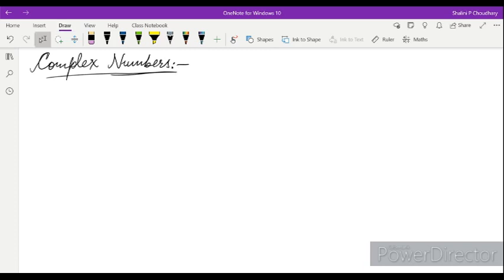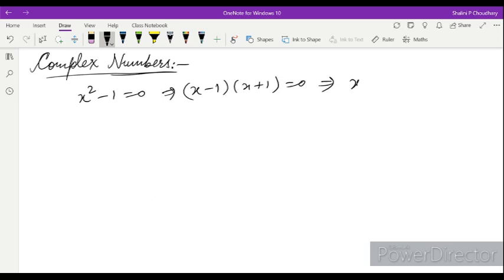So we'll take one quadratic equation. If x square minus 1 is equal to 0, what will be the value? Since it is a quadratic equation, there will be two values of x. So (x minus 1) into (x plus 1) is equal to 0. Two values of x will be 1 and minus 1. So we can say x is equal to plus minus 1.